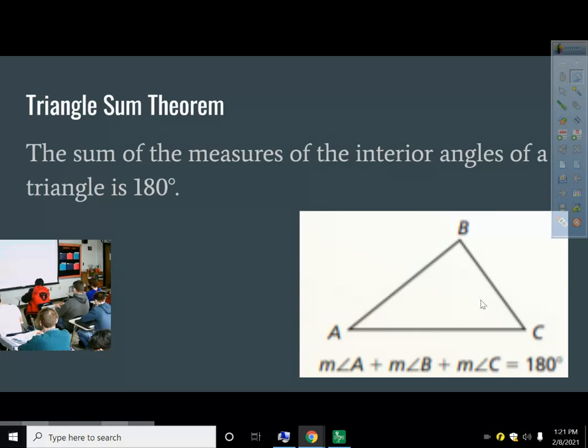You did this in like middle school. Yeah, we did this in 8th grade. I remember we just did like triangles this year. We've done angles, but not triangles.